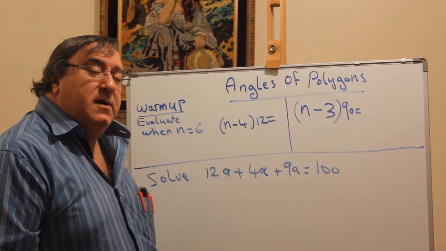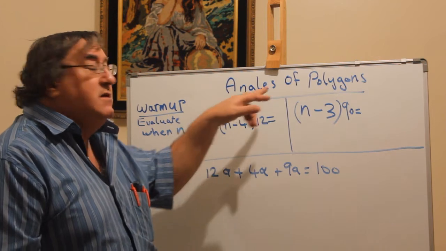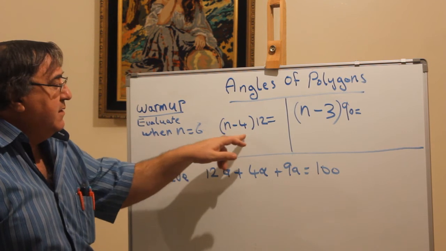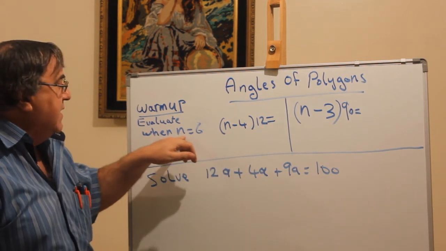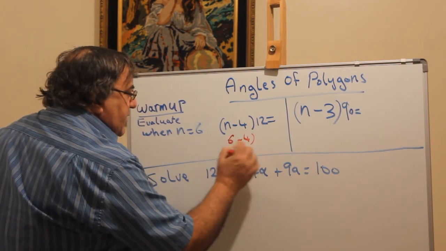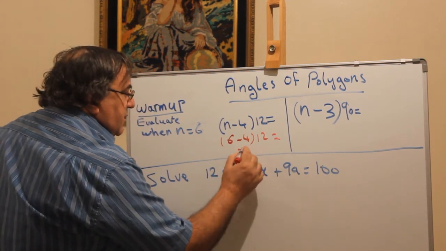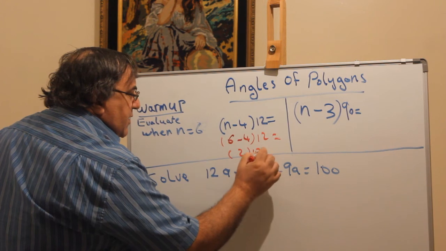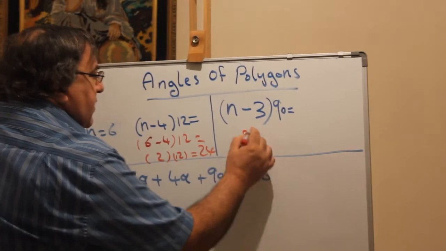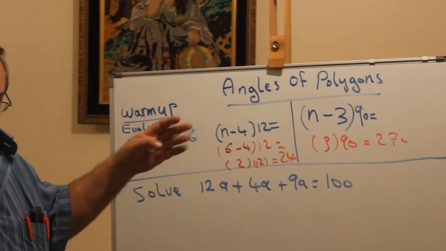Okay, now I'm going to remind you how to evaluate some algebraic expressions which you are going to use in angles of polygons. For example, evaluate n minus 4 times 12 when n equals 6. So if n equals 6, 6 minus 4 is 2, times 12 will give me 24. If n equals 6 here, 6 minus 3 times 90 will give me 270. I think it's okay for you.